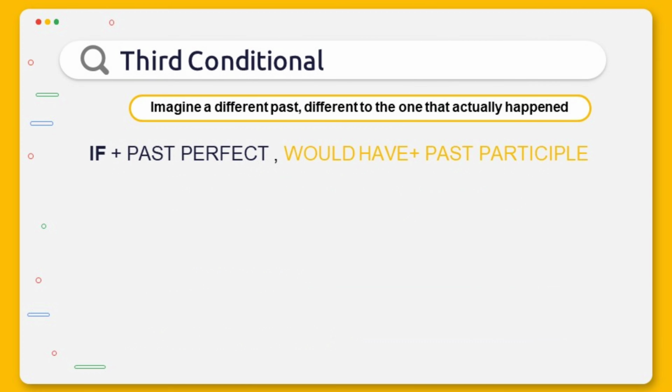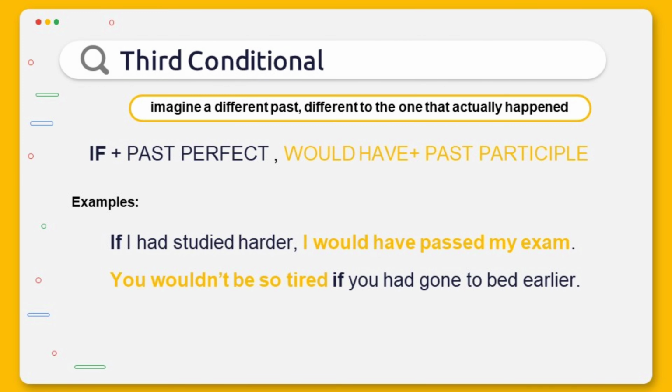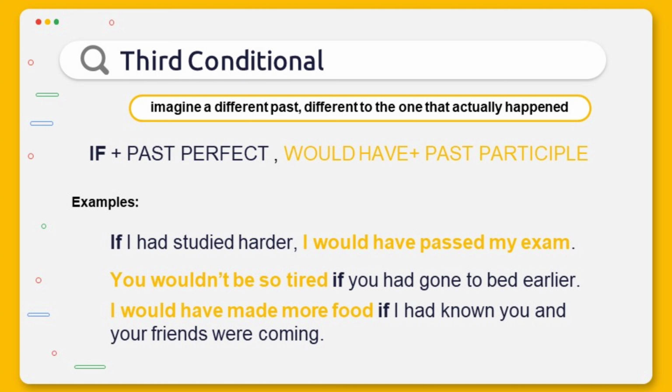We are down to the last kind of our conditional sentences, the third conditional. We use this structure to imagine a different past, different to the one that actually happened. We follow the pattern if plus past perfect for our if clause and would have plus past participle for our main clause. Let's have our example sentences. If I had studied harder, I would have passed my exam. You wouldn't be so tired if you had gone to bed earlier. I would have made more food if I had known you and your friends were coming.